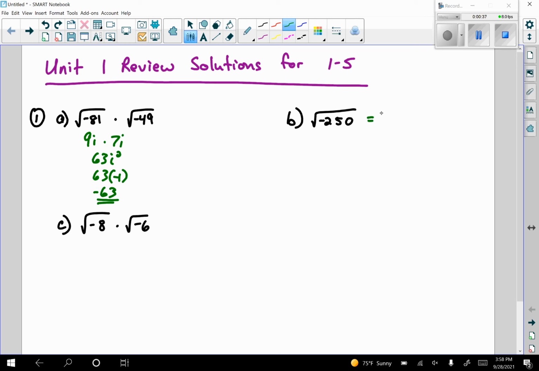For b, we can go ahead and start by taking out the square root of -1, so that becomes an i. And then for 250, we want to factor that into 25 times 10. 25 is the largest perfect square that goes into this. So that will come out as a 5, so we'll have 5i radical 10.